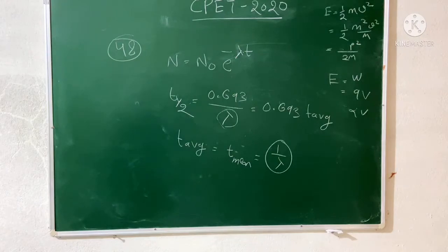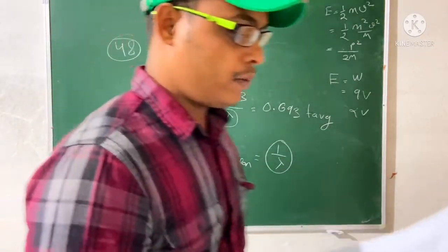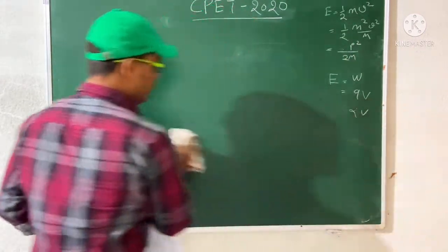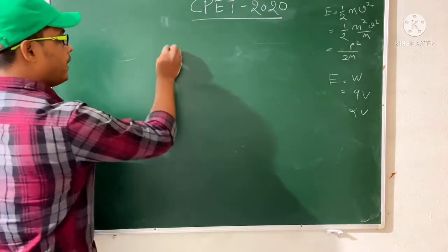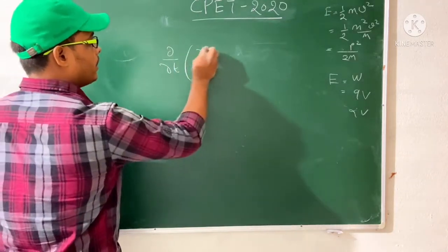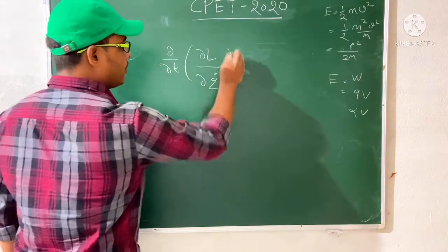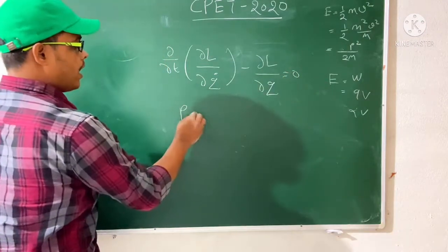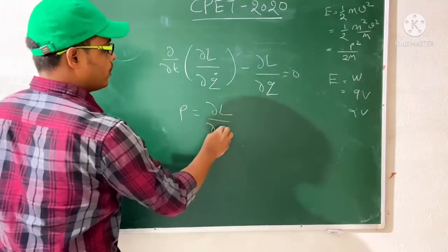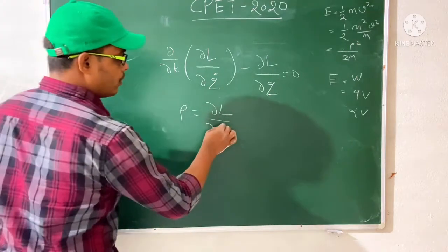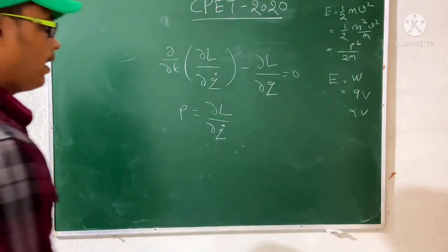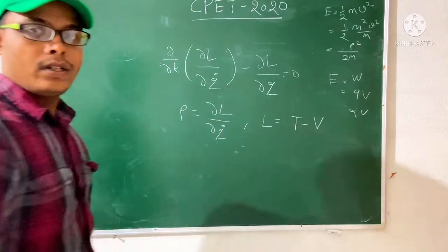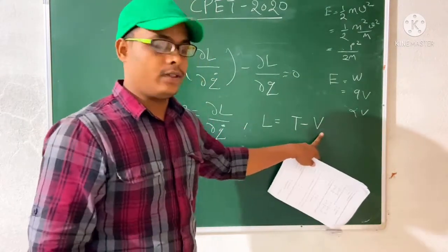The Lagrange equation of motion and Hamiltonian equation of motion. So these are the two important things that you have to remember. So what is the Lagrange equation of motion? That is d by dt of del L by del Q dot minus del L by del Q equal to 0. Okay? So that is the Lagrange equation of motion. And remember P equal to del L by del Q dot. This is the generalized coordinate system. So remember P equal to del L by del Q dot. And what is L? L is nothing but kinetic energy minus potential energy.